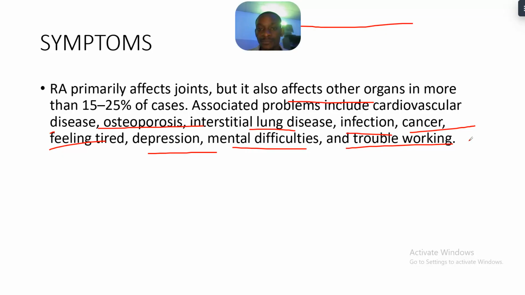With this, we have answered our question, a physiology question and a potential examination question, on autoimmune diseases.